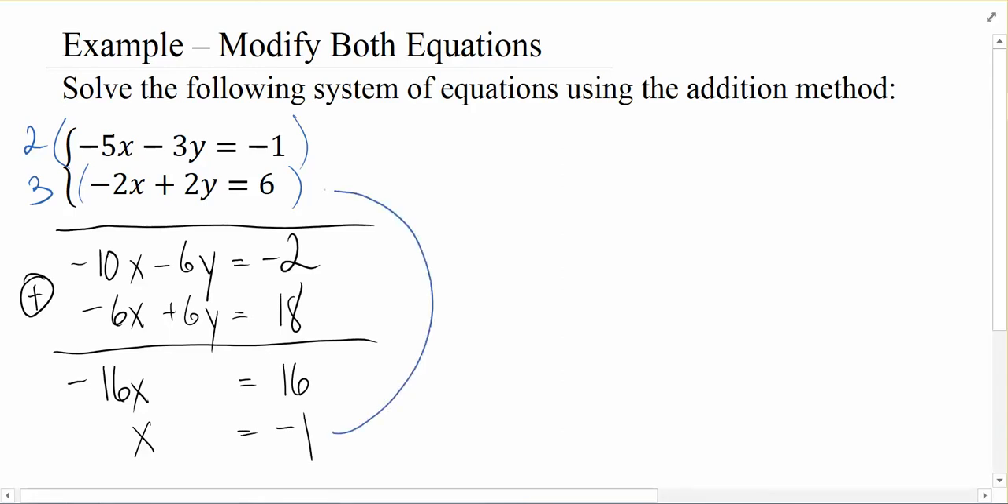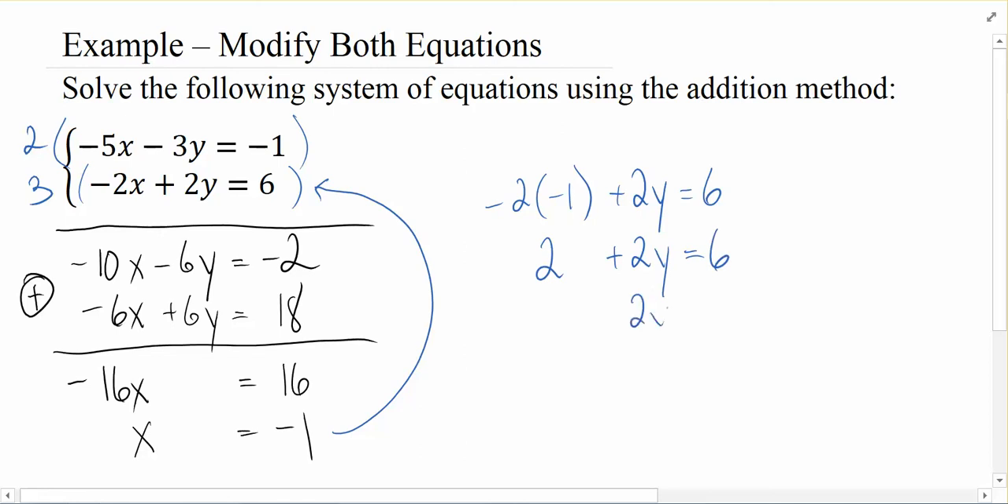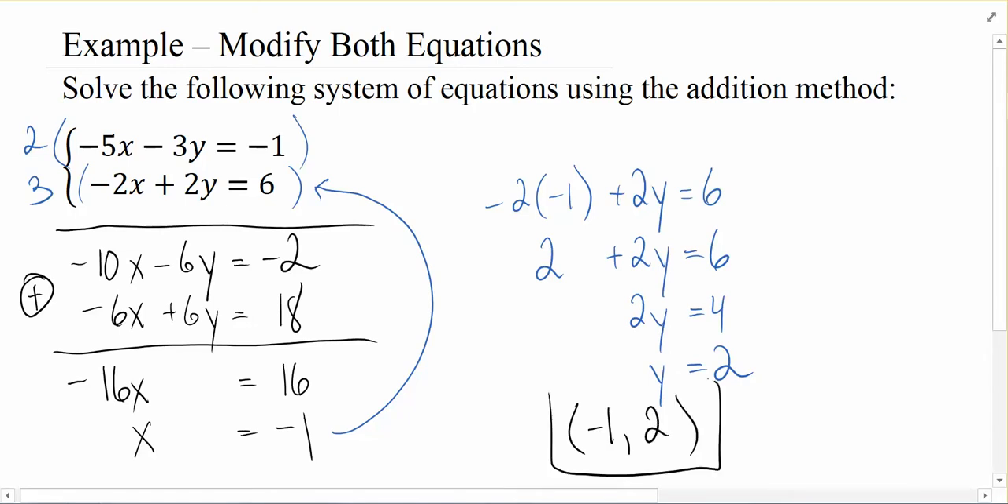I can then take that value of negative 1 and plug it back up into any equation I want. So I have negative 2 times negative 1 plus 2y equals 6. Negative 2 times negative 1 is positive 2. I can subtract 2 from each side and then divide by 2. And now I get the solution, negative 1, 2.